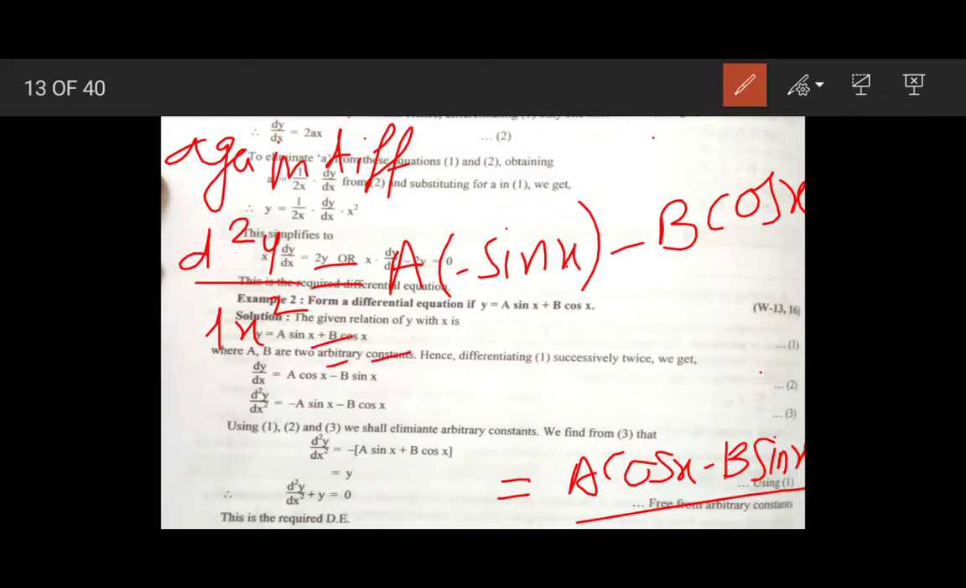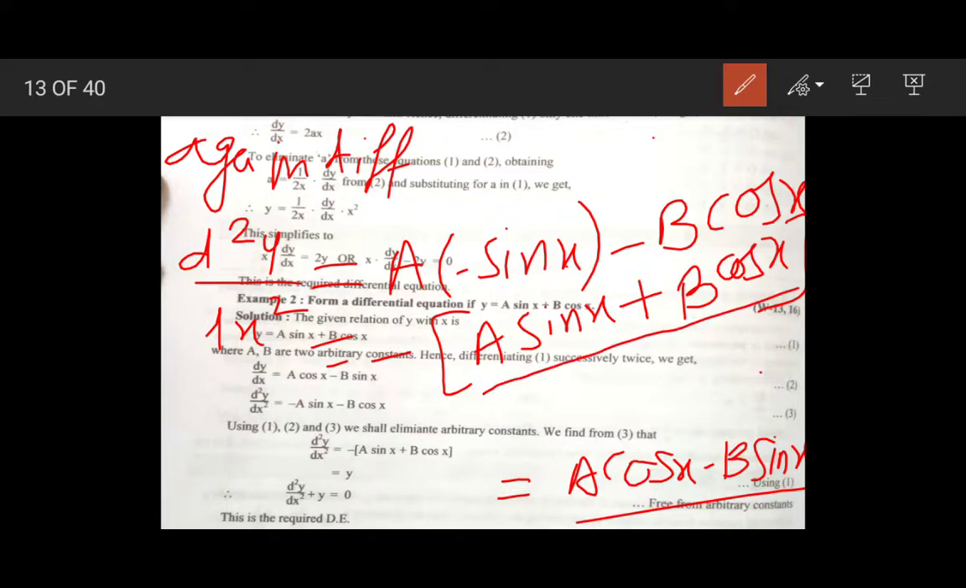Now I will take minus common. Okay, so it will be a sin x, then I am taking minus common. So here the sign will be plus, so plus b cos x. Okay, now a sin x plus b cos x, this is nothing but the y.